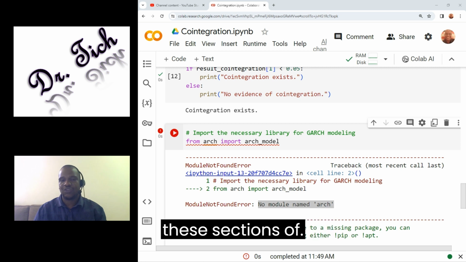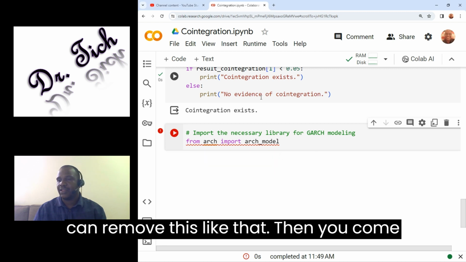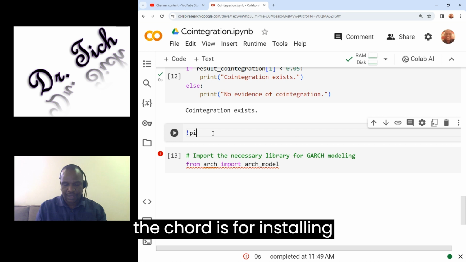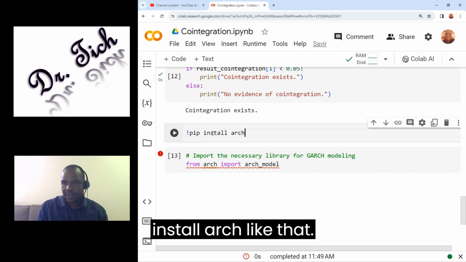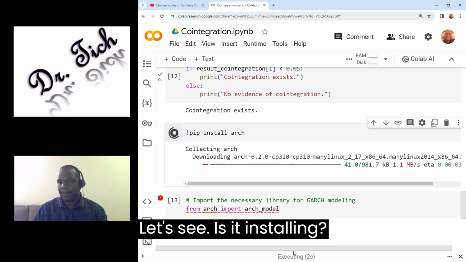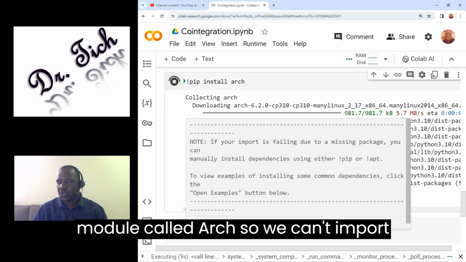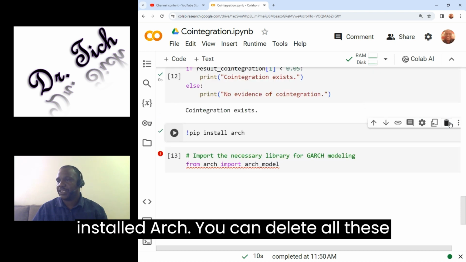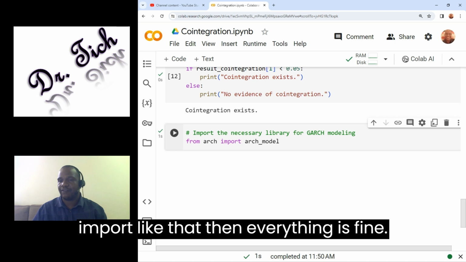Let me write some code for installing. You run pip install arch, so we want to install arch like that. Then we run it. Is it installing? Yes, it's installing, as you can see, because we don't have a module called arch, so we can't import arch model. Now that we've successfully installed arch, we can delete all this so that we keep our code clean. Then I can import, and if I import like that, everything is fine.